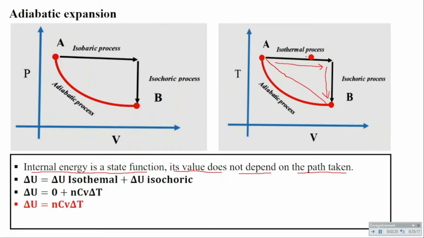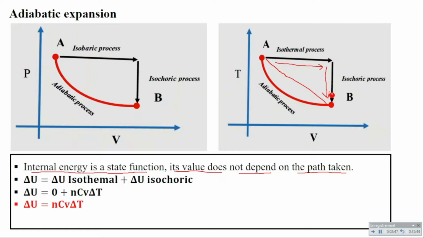What is the internal energy? When you have a constant temperature, you have seen that it is 0. Delta T, the change in temperature, is equal to 0, and internal energy is a function of temperature. In that case, internal energy is 0. That means from A up to here, the internal energy is 0. So now we need to add also from this point to here.